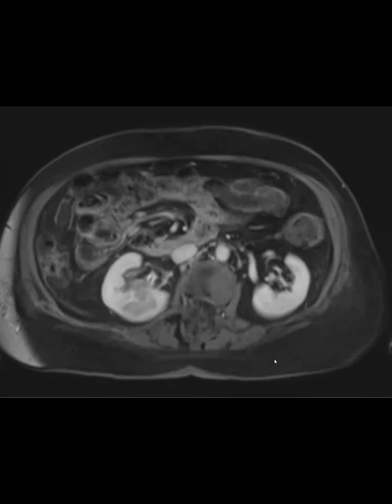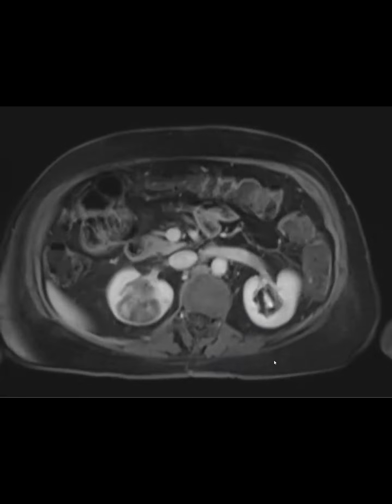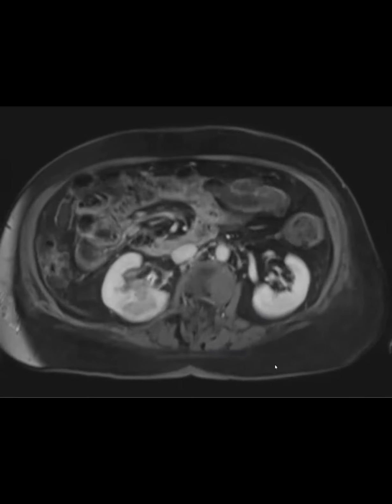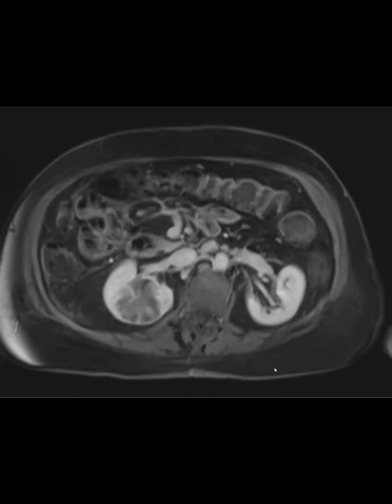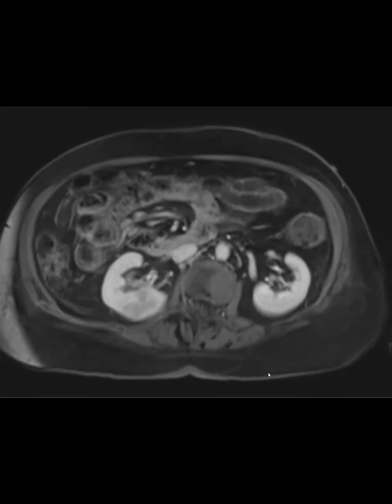What would you call this? So, a large mass in that kidney that didn't seem to drop out on the initial fat sats, but it is enhancing kind of peripherally and internally. I mean, RCC would be, I guess, on our list.